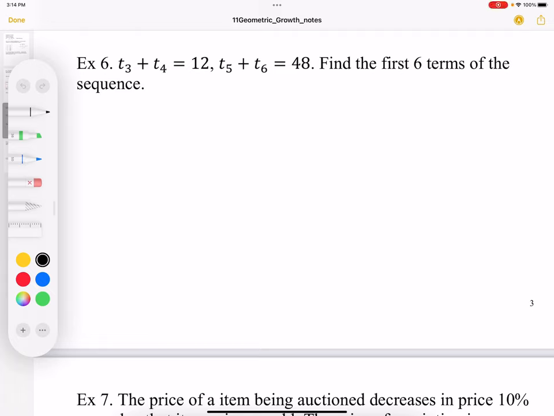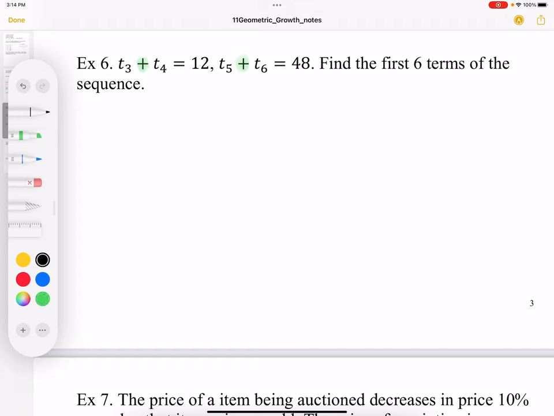Example 6 can be a bit of a problem, and the issue really is this plus here and here. Because geometric growth is to do with multiplication and division, having that plus in there makes the mathematics a little bit awkward. Okay, so let's first of all set this up.